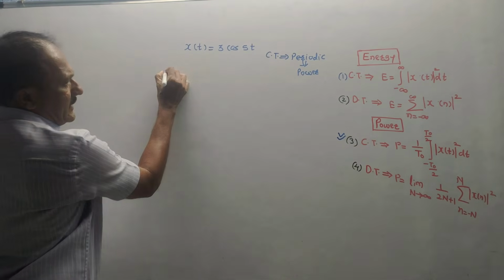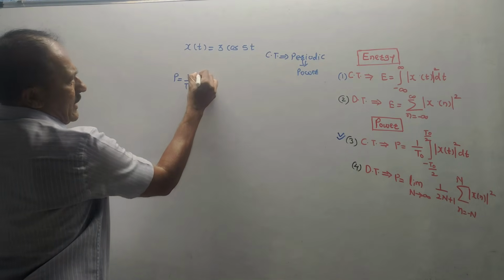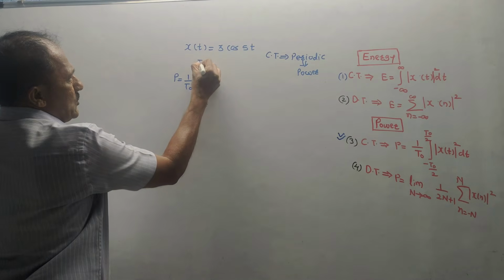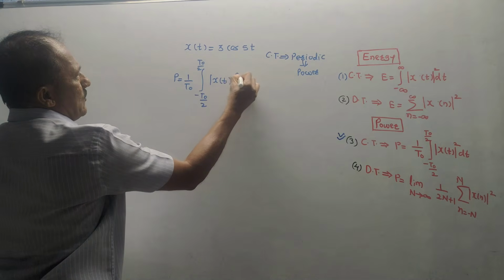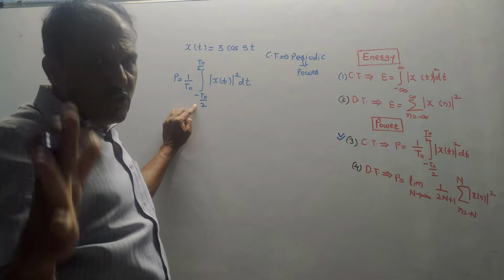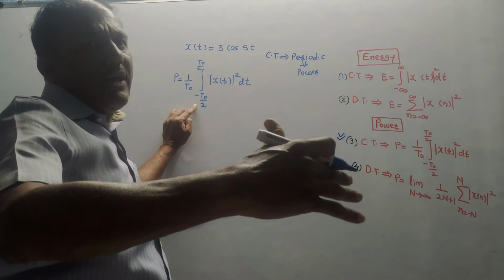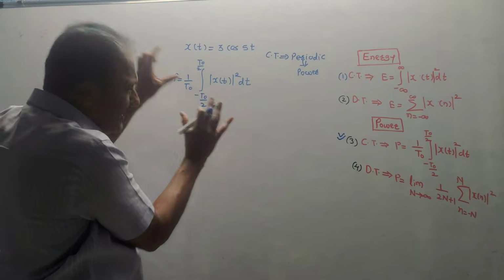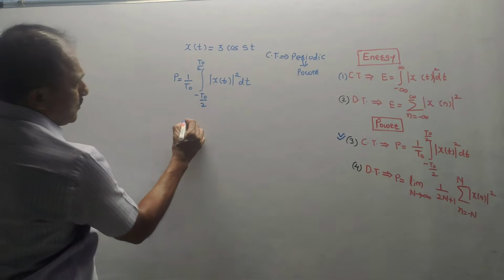So first I will write this formula. P is equal to 1 by T0 integration from minus T0 by 2 to plus T0 by 2 of mod of x of t square dt. What is this T0 in the given formula? T0 is known as fundamental period. I have already explained this part while studying periodic and non-periodic signals. Presently, just remember it is a simple notation. Now let us put the values.